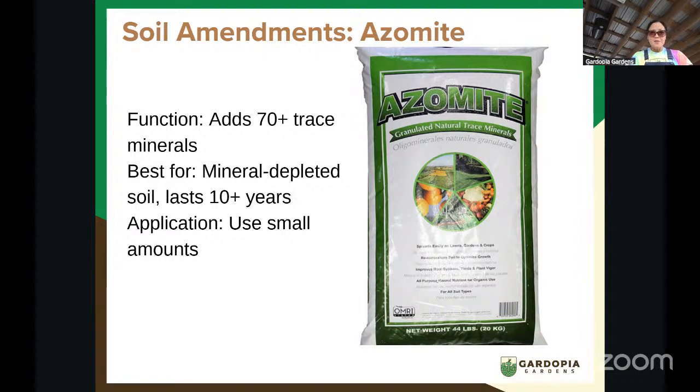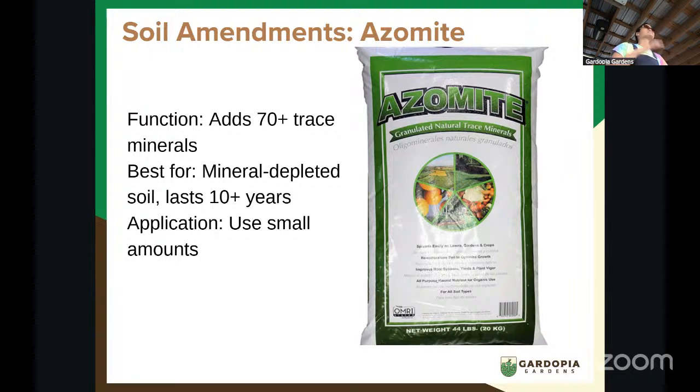I do want to say this, y'all. For all of the amendments that I'm talking about today, I kind of think of them as a luxury item. If you have money, go for it. Spend it on wonderful things like this. If you don't, compost. Compost is your best friend and can actually magically do the wonders of everything that I just talked about. But I do love azomite, and I'm going to talk about it.